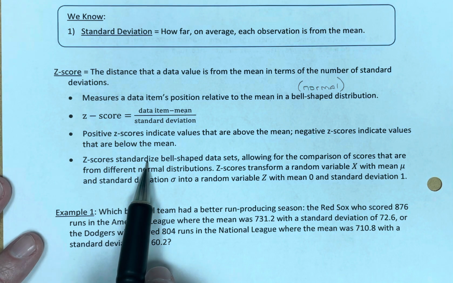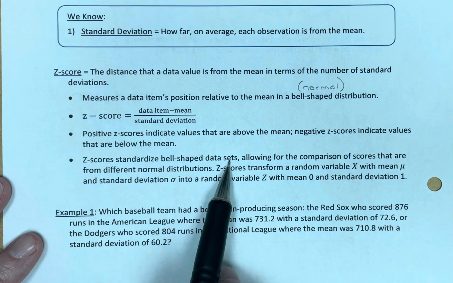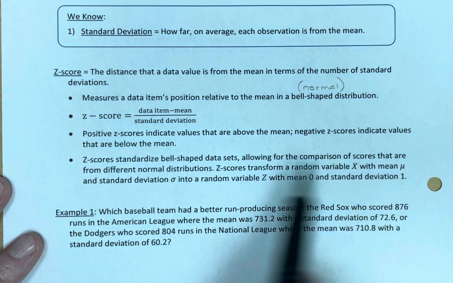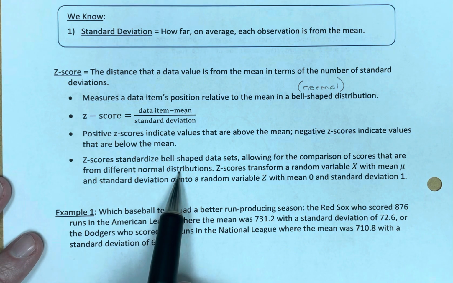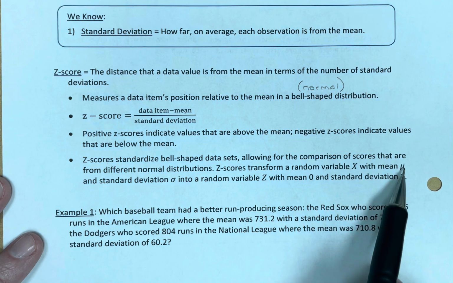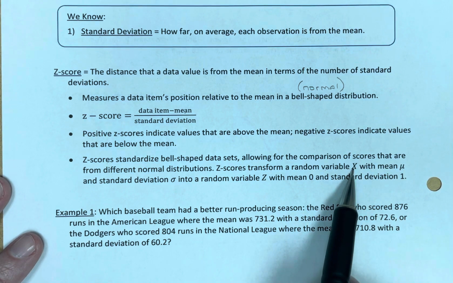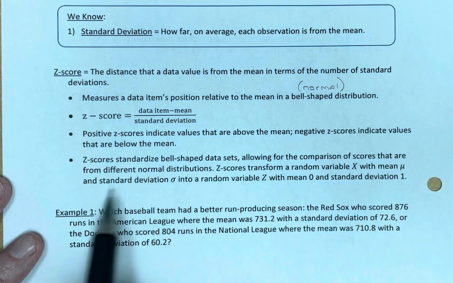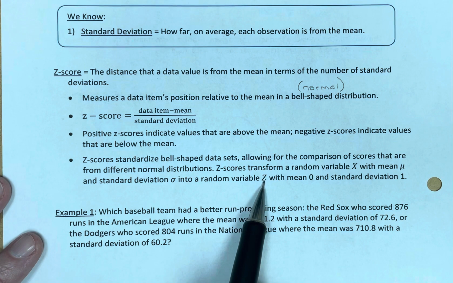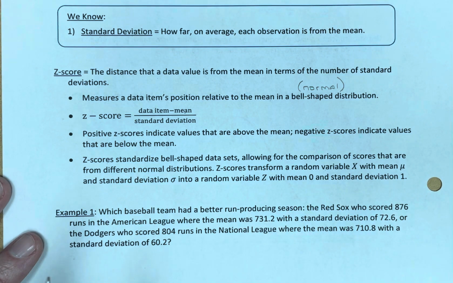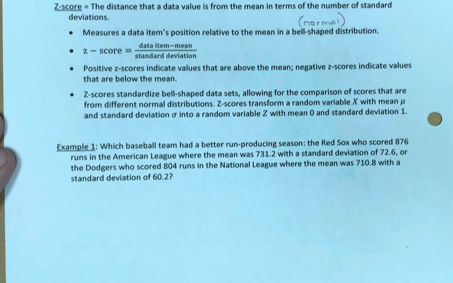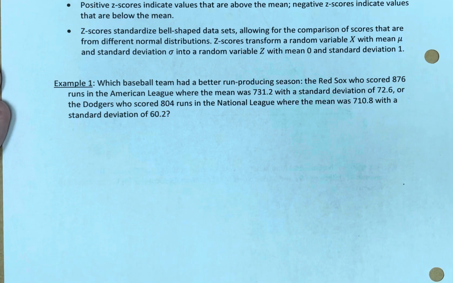Z-scores standardize bell-shaped data sets. This, therefore, allows for the comparison of scores that are from different distributions. So z-scores transform the variable x, with a mean of mu and a standard deviation of sigma, into a random variable with a mean of 0 and a standard deviation of 1 so that we can compare them. And you'll see that in a couple of cases here. We'll do that twice. Okay, let's do our first example here.